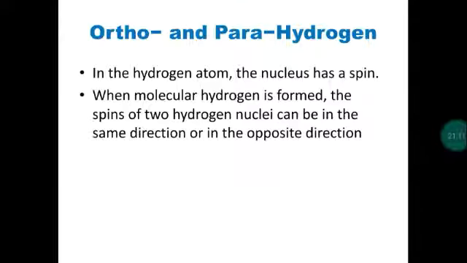Next one, a public 5 marks question. Explain ortho and para hydrogen. We know that the nucleus present in the atom will have a spinning action. So always the nucleus will spin within the atom, right? Consider the earth. Earth is spinning on its own axis as well as it is moving along its path. In the same way, the nucleus present within the atom will spin on its own axis.